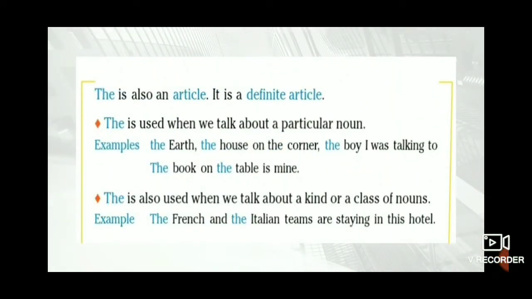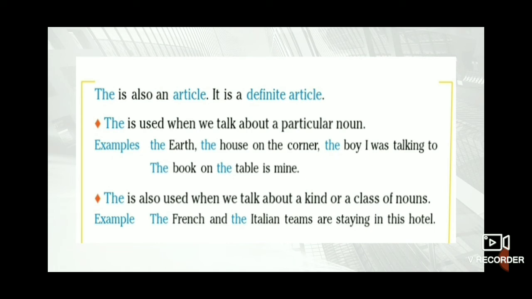The is also an article. It is a definite article. The definite article is used before a noun to indicate that the identity of the noun is known to the reader or listener. The is used when we talk about a particular noun. Example, the earth, the house on the corner, the boy I was talking to, the book on the table is mine. So earth, house, these are particular nouns. So the is used when we talk about a particular noun.